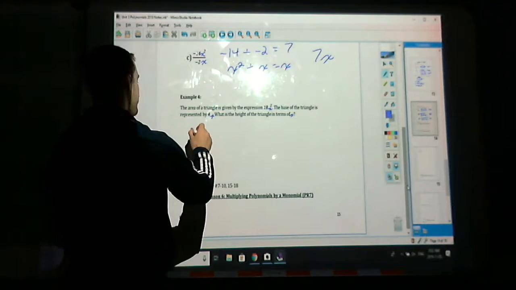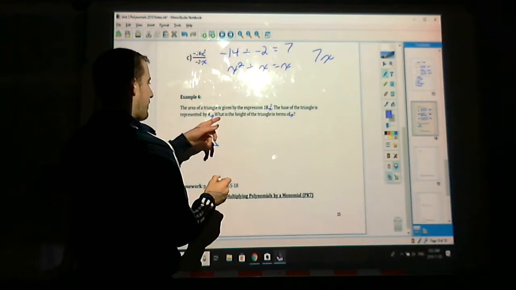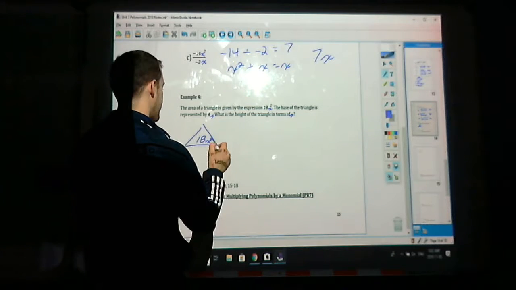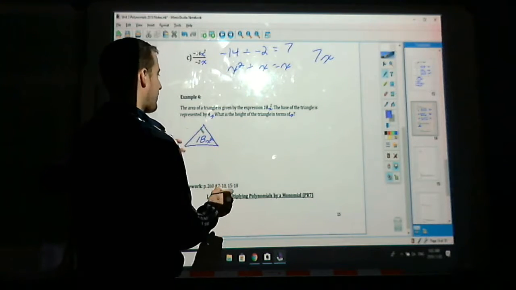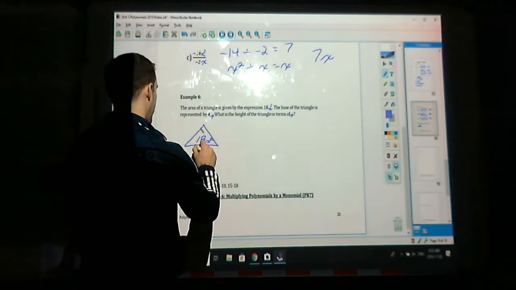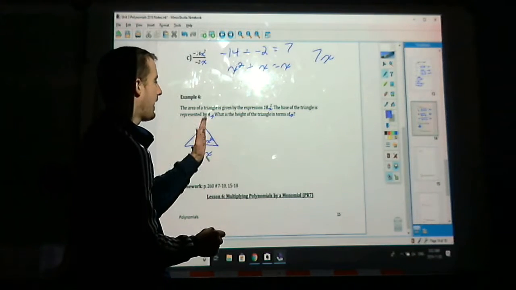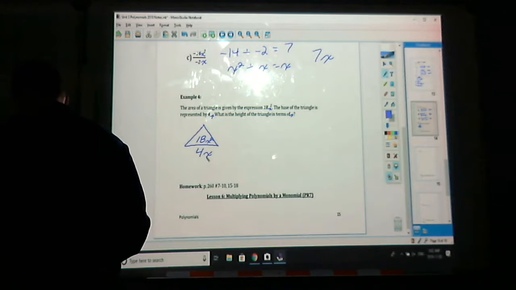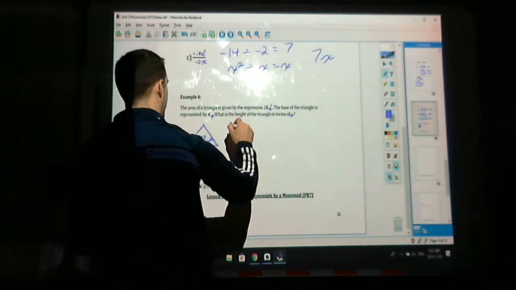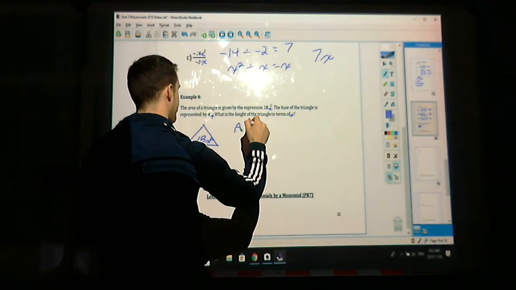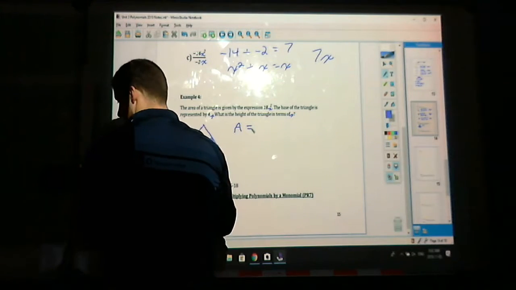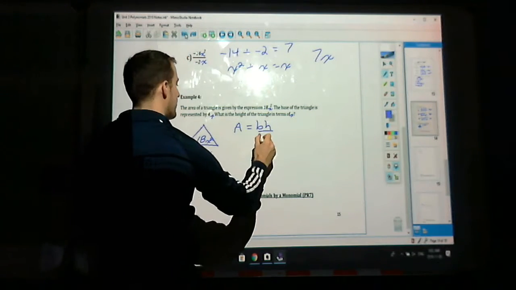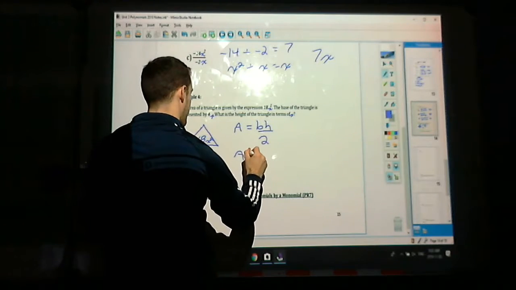Okay, so the area of a triangle is given by the expression 18x squared. So the area for this triangle is 18x squared. The base of the triangle is represented by 4x. What is the height of the triangle in terms of x? I'm sure for some of you it's been a while, but the area of a triangle is equal to base times height divided by 2.